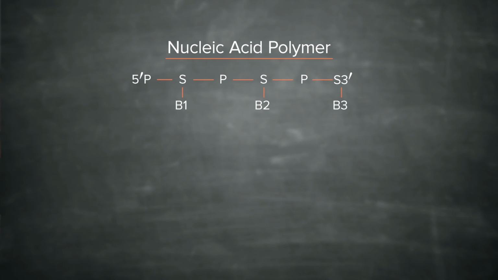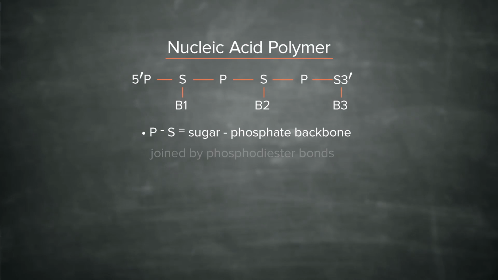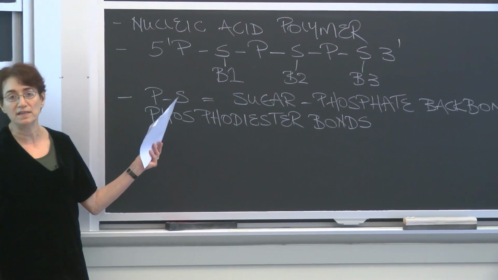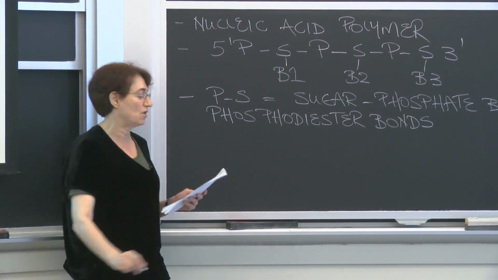OK, so let's look at what I've drawn here. PS refers to a covalently joined sugar-phosphate backbone. It's the thing that holds the nucleic acid polymer together. The bonds that join the sugar and the phosphate have a special name. They're called phosphodiester bonds. And they join the phosphate to one of the hydroxyl groups on the sugar.